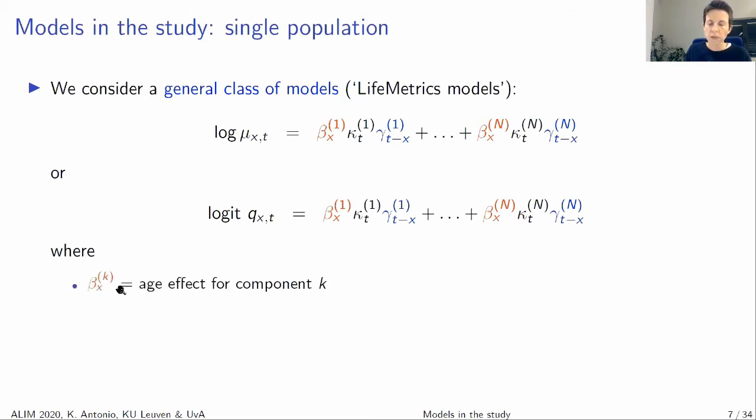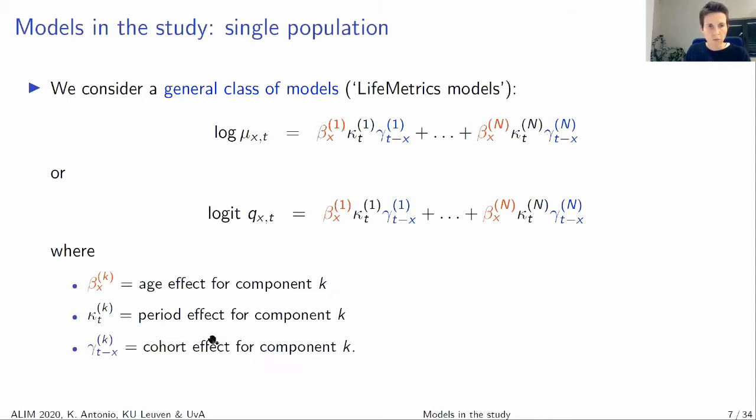So once again, we have the beta, which is the age effect for age x, corresponding to component or building block k in the model, where k can run from 1 up to capital N. We have the kappa t, which is the period effect for period t in component k. Once again, component k can run from 1 up to n. And we have the gamma t minus x, which is the cohort parameter corresponding to birth year or cohort t minus x. And again, we have up to n possible components in this, the general specification of our models. So we could have up to n such building blocks using cohort-specific parameters.